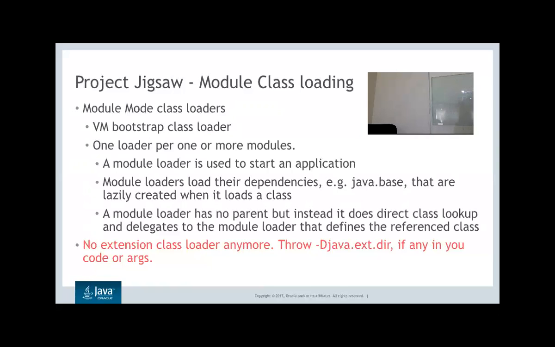And there is no extension class loader in JDK 9. So if your code has -Djava.ext.dirs, just throw it out. It will not work in JDK 9. We have used this in most places, where people try to fit in things like locale and all, and they put them into the extension class loader. In real applications a lot of places use the extension class loader. So it will no more work. We don't support any kind of extension class loader. So now we should move it to class path, or module path. Ideally module path, but you can do it in class path also.